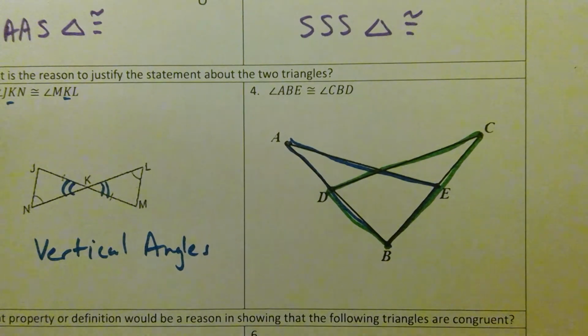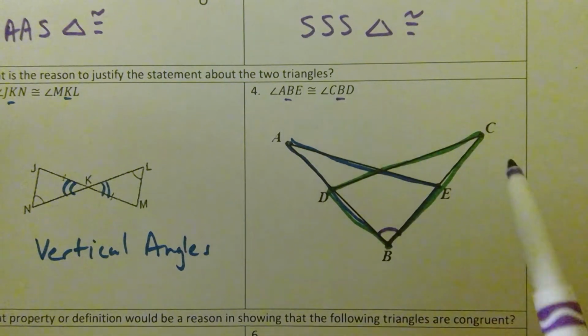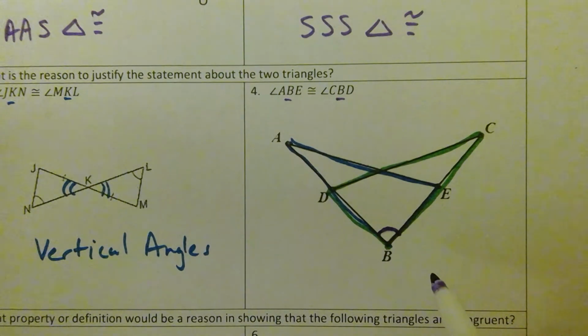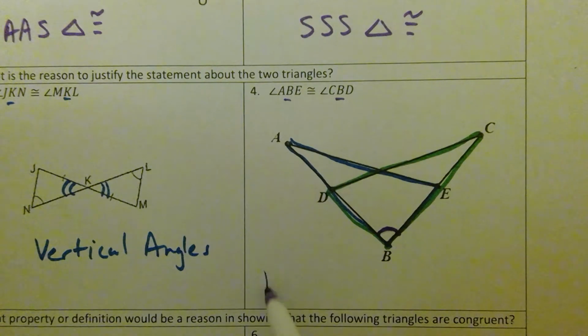If I'm looking at angle ABE, that's this angle right here in the middle. If I'm looking for angle CBD, that's also this angle in the middle. So this angle is the same. Typically, we've only seen sides that are the same in both triangles. But in this case, we have an angle that is in both triangles. And we said that if we have a part of the triangle that's in both parts, that it's shared between the 2 triangles, that is the reflexive property.